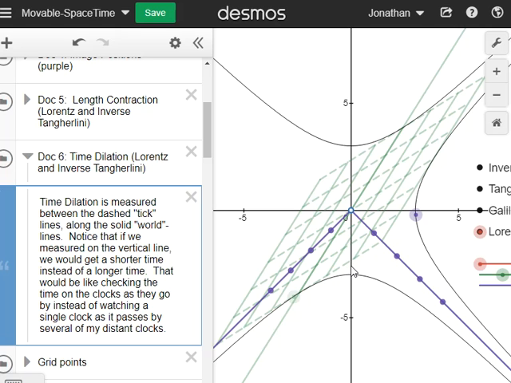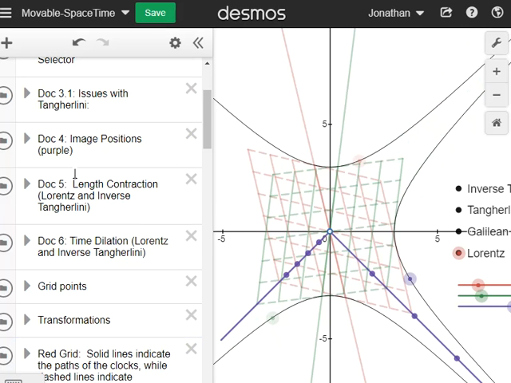That would be like if I'm here and I'm watching the time on the clocks as they go by. So this is a different clock than this clock, and this clock is a different clock than this clock. So like the different readings on the clocks are actually different green clocks. But if you did look at those clocks, like several clocks instead of just one clock, you would get faster time instead of a longer time.